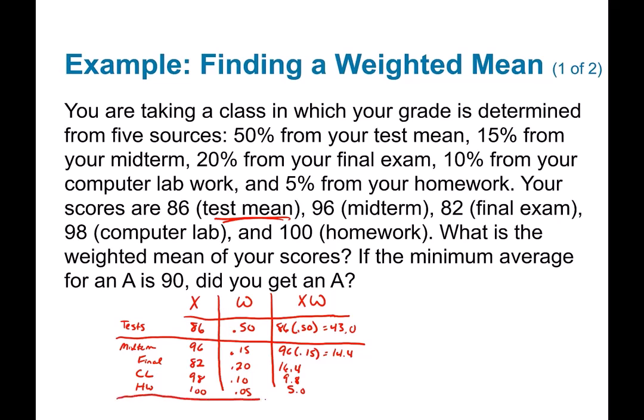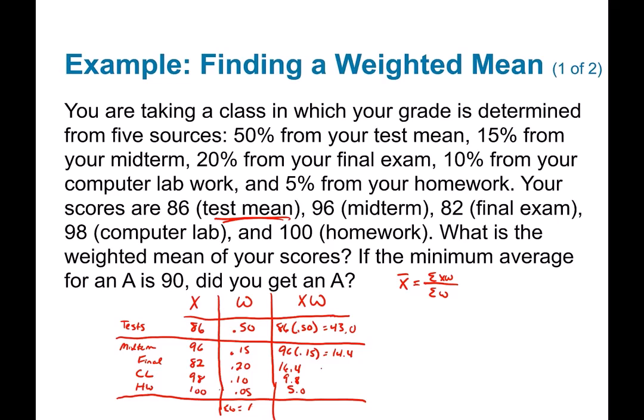And so now, thinking about your formula, the weighted mean is the sum of these products, x times w, divided by the sum of the weights. So we need the sum of these last two columns on our table. The sum of the weights, in this case, adds up to 1. You're not always guaranteed that the sum of the weights is 1, so make sure you take the time to add those weights up.